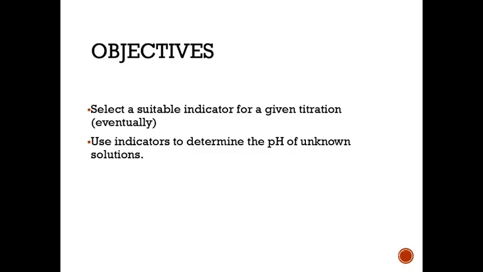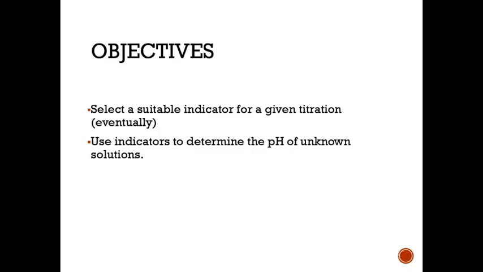Think of an indicator chart like a decoder. You observe the color change when you add your indicator to a solution, match that color to the chart, and boom, you know the pH. This is the practical application of everything we've been discussing about how indicators work.